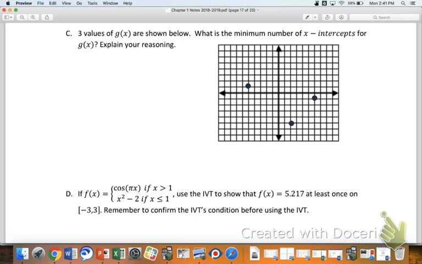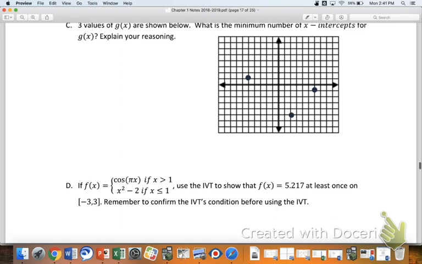It says three values of g of x are shown below. What is the minimum number of x-intercepts for g of x? Explain your reasoning. So take a minute, write it down, think it over, discuss amongst yourselves. Don't ask me any questions yet, because you asking me questions might unlock something I don't want to be unlocked yet for everybody else. So discuss amongst yourselves. But give it a shot.